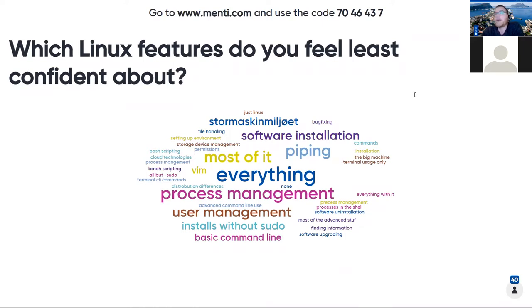Software installation and piping seem to be topics that are relevant. I think they're very relevant. In fact, I think piping is particularly relevant also for the advanced programming course, but I think it's a general skill that's very Linux specific.